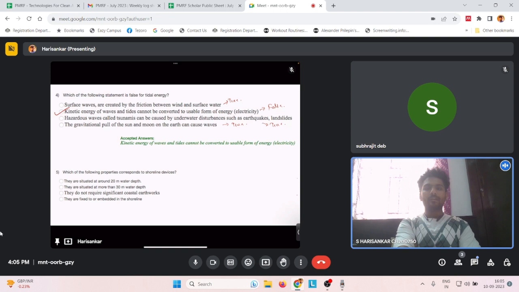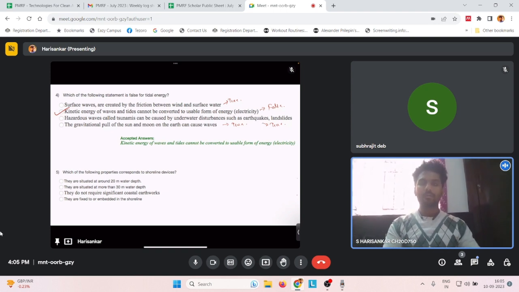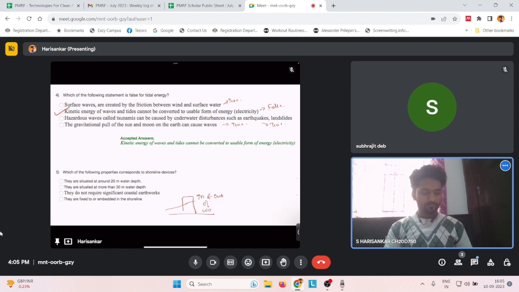Which of the following properties corresponds to shoreline devices? So where are these shoreline devices found? Are they found, you know, deep inside the water, or in coastlines? So when it comes to shoreline devices, we saw that these shoreline devices can both be in and out of water.